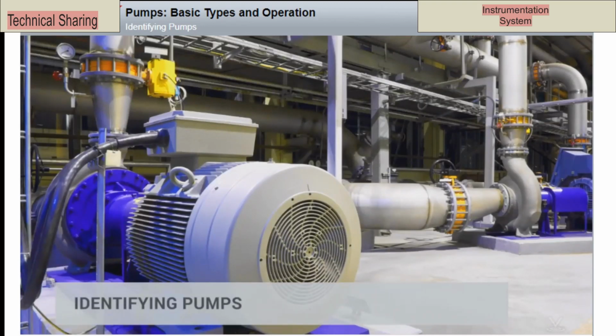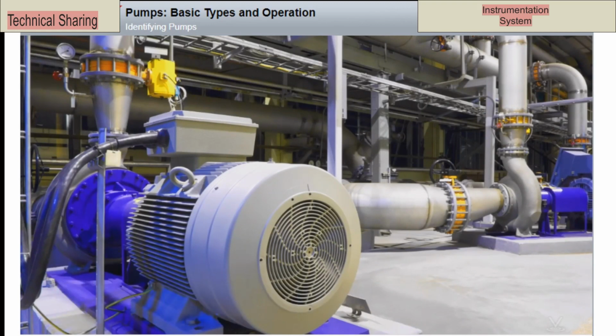Identifying pumps. All pumps have the same basic function, to move liquids through piping systems to where they're needed in the plant. However, different types of pumps are used in plants, and they're identified in different ways.